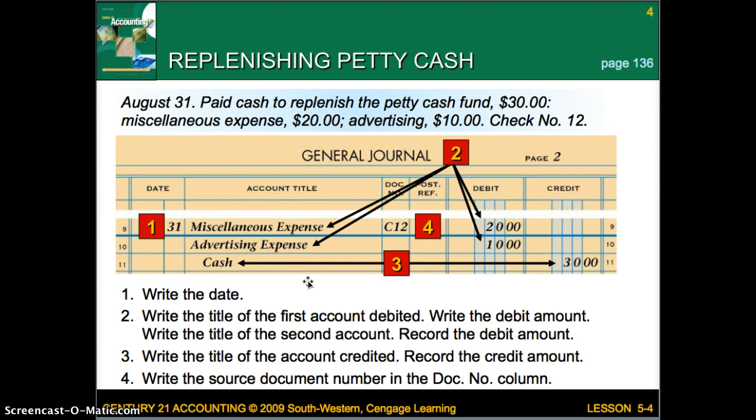So 20 of that was for a miscellaneous expense, and 10 of that was for an advertising expense. So we're going to write the date, and then we need to debit our two accounts, miscellaneous expense and advertising expense, of 20 and 10, and then we need to credit our cash of 30 in order to put money back into our petty cash fund. Our source document is check number 12.